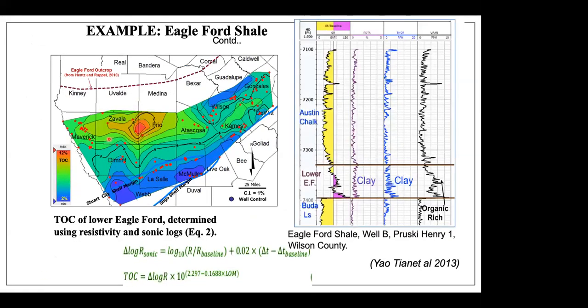Again, this one, TOC of Lower Eagle Ford determined using resistivity and sonic log. You can calculate TOC using resistivity and sonic. These are the equations, first and second equation. You can see, using this equation, you can find out the TOC. And again, in this equation also, you are getting the same, in the same zone, Zavala and Frio. This is the zone where we are getting high amount of TOC content.